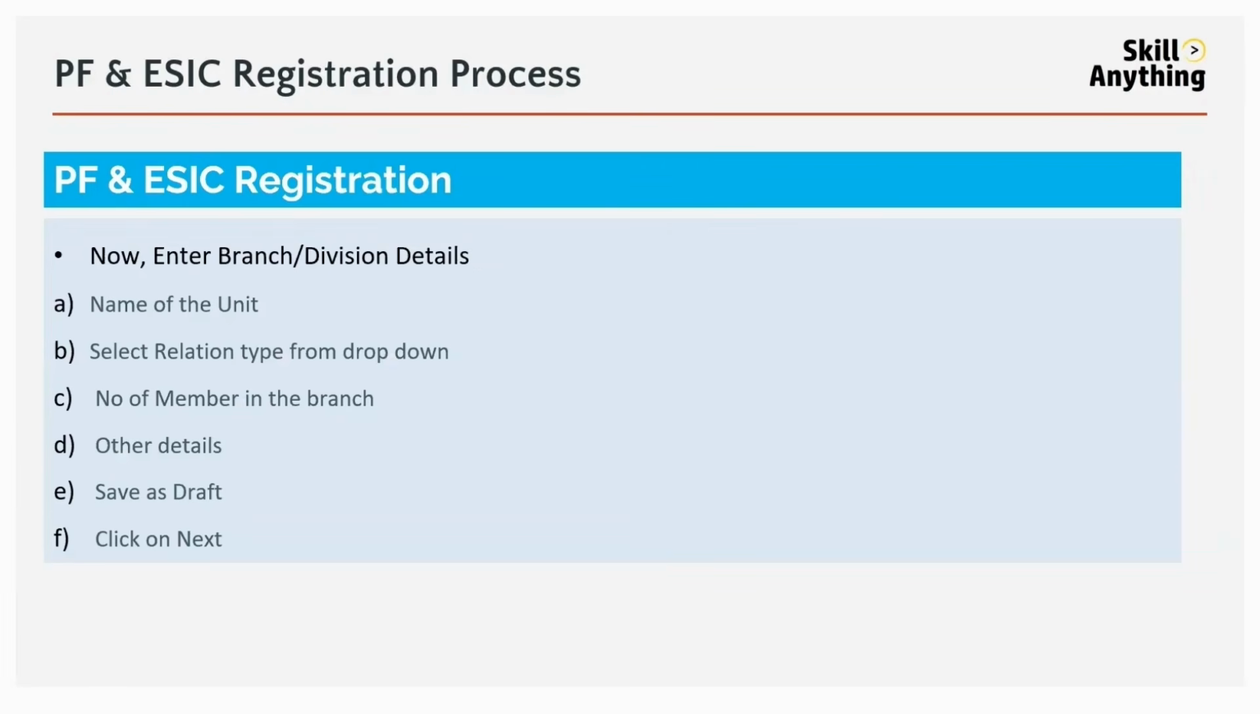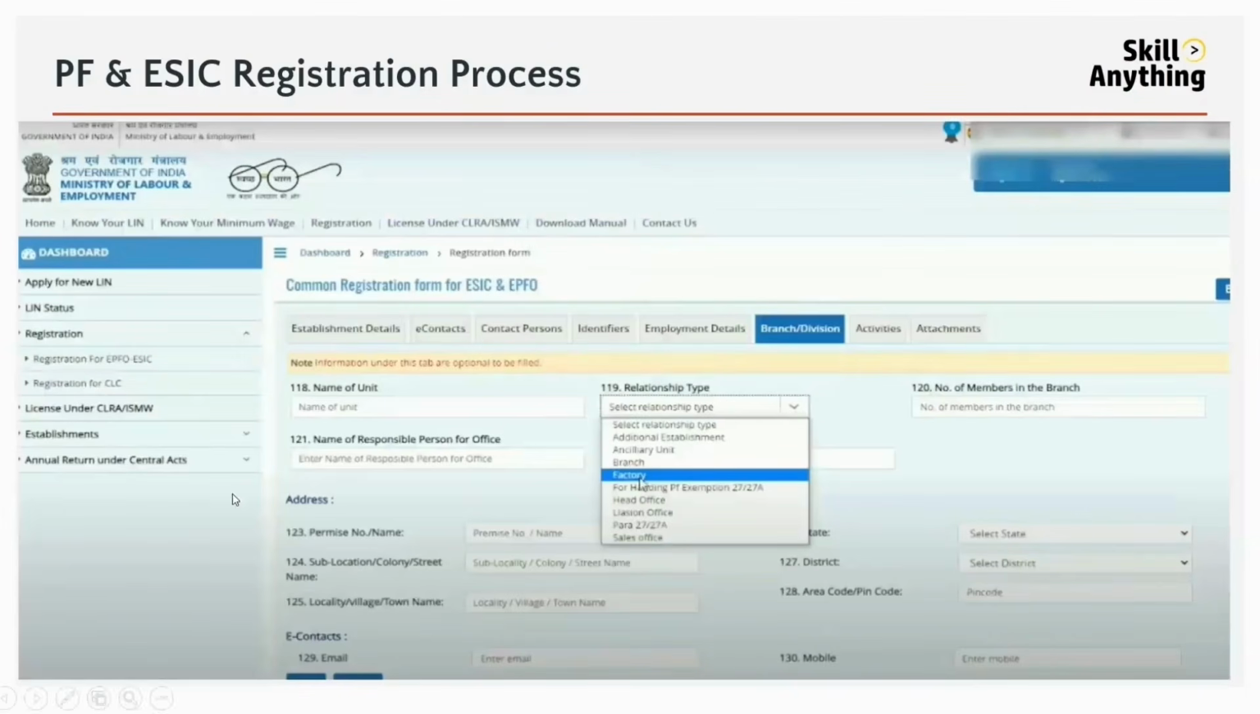After clicking, you have to enter branch or division details. In branch and division details, enter the name of the unit. If you have a branch of the same company, you have to enter this detail. If you do not, then skip the branch division.